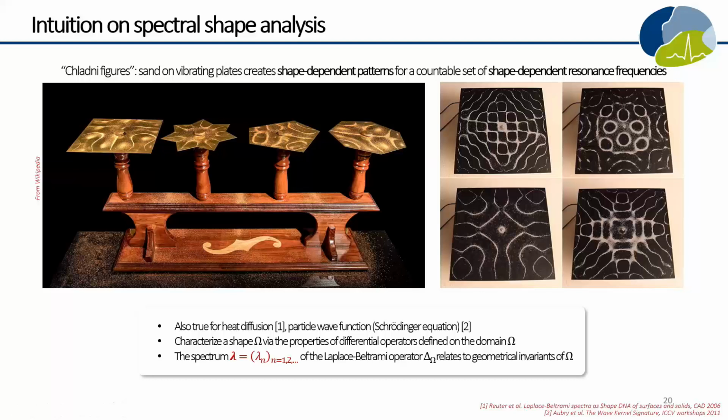So the idea of spectral shape analysis is that if you look at vibrating plates that have different geometries, the patterns that are created by sand on these vibrating plates really depend on the geometry itself. And the frequency at which these patterns are created is also dependent on the geometry. So you can actually use this information, the discrete set of frequencies at which this pattern is created, as a signature of the geometry. And this signature is invariant to pose.